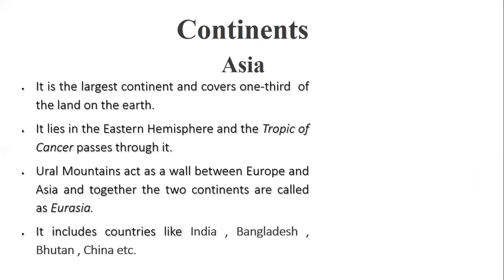Continents. Asia. It is the largest continent and covers one third of the land on the earth. It lies in the eastern hemisphere and the Tropic of Cancer passes through it. Ural Mountains act as a wall between Europe and Asia, and together the two continents are called Eurasia. It includes countries like India, Bangladesh, Bhutan, China, etc.